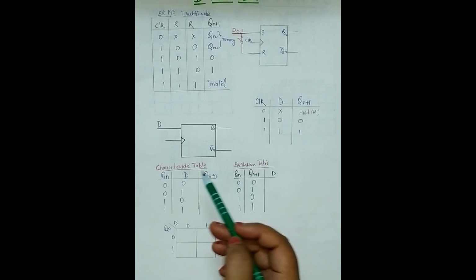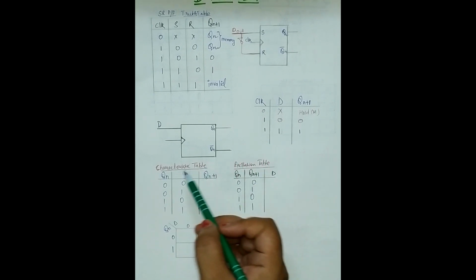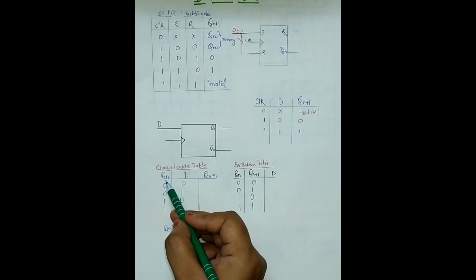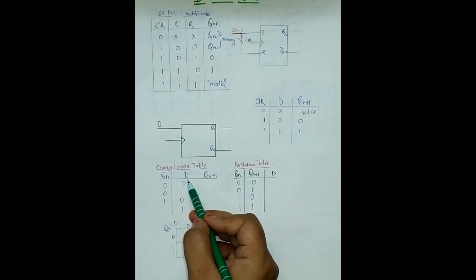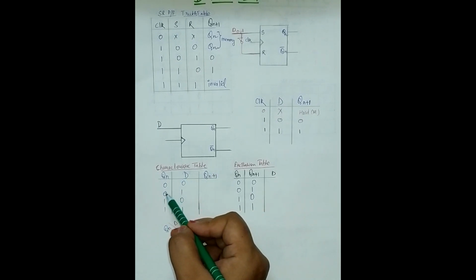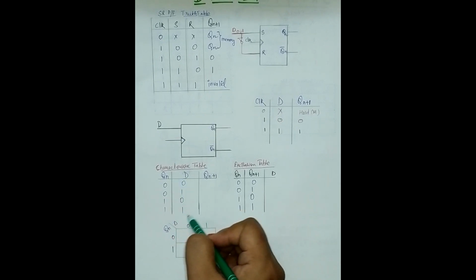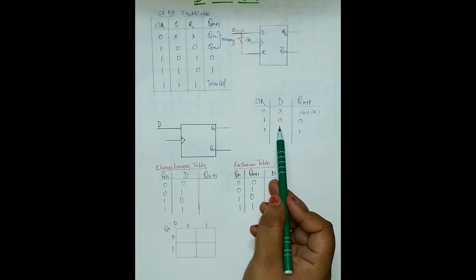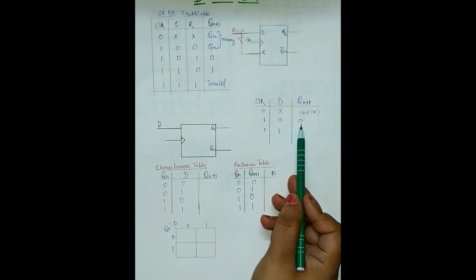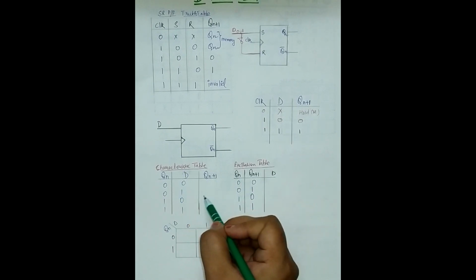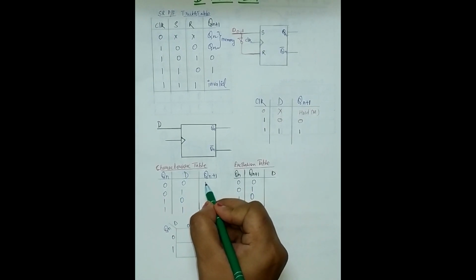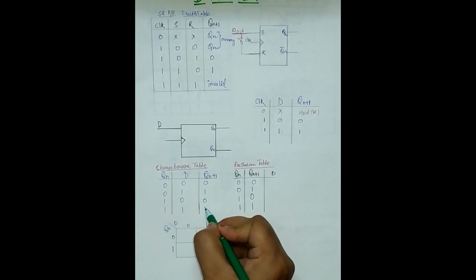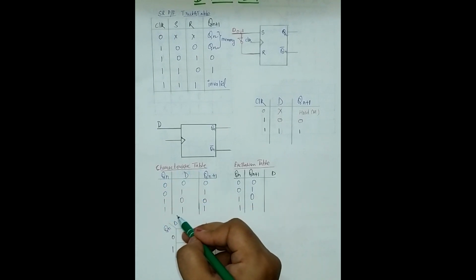Now let us derive the characteristics table from the truth table. In the characteristics table we try to find the next state, where the inputs are the present state Qn and D. Two inputs mean the values 0 0 1 1 and 0 1 0 1. If you remember the truth table, whatever the value of D, the same will be the value of Qn plus 1. So when D is 0, Qn plus 1 is 0; when it is 1, Qn plus 1 is 1; again 0 and again 1. The characteristics table is also very simple.